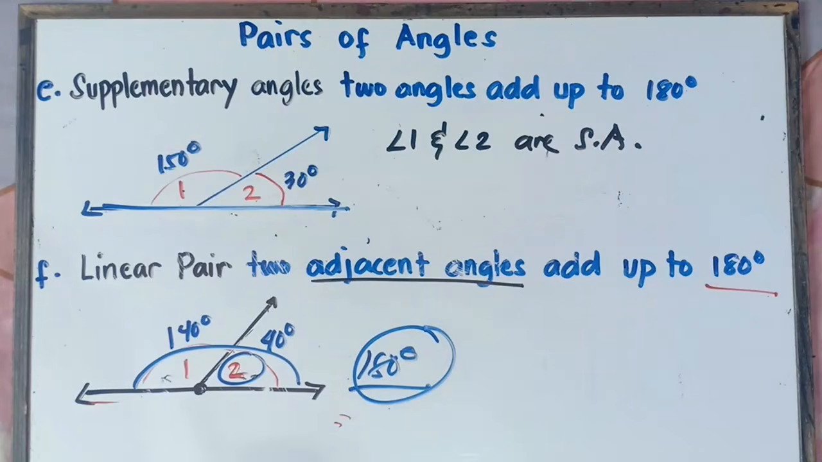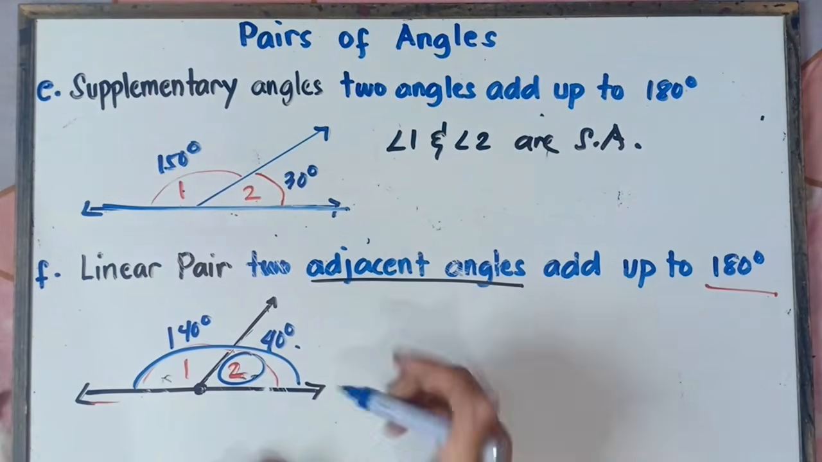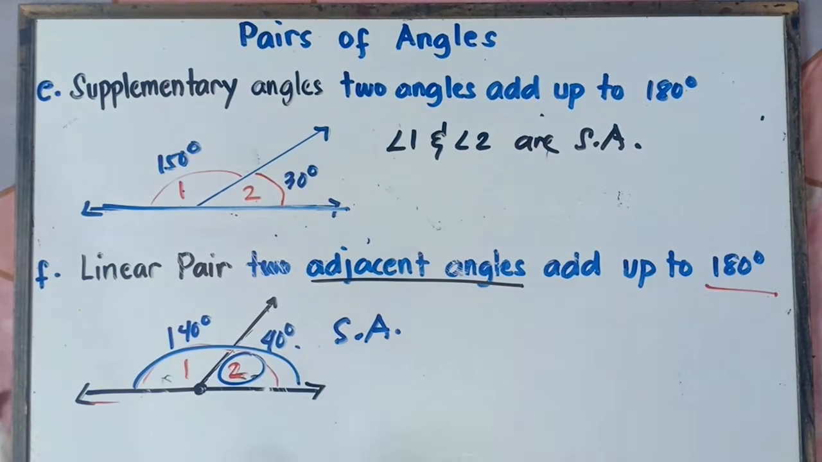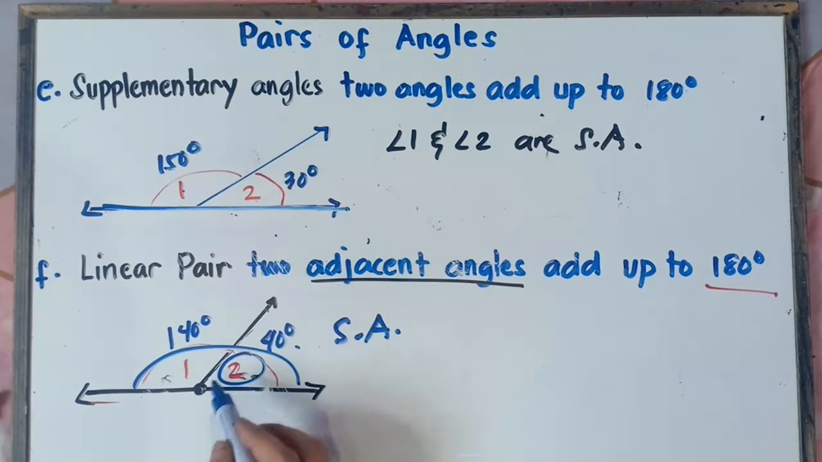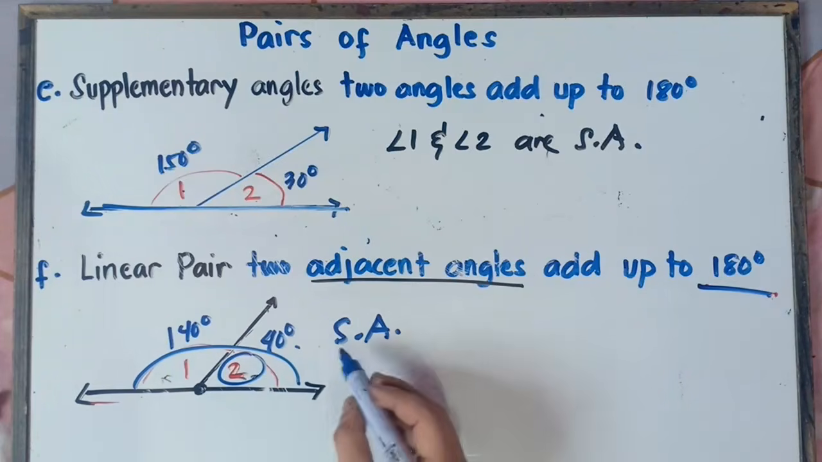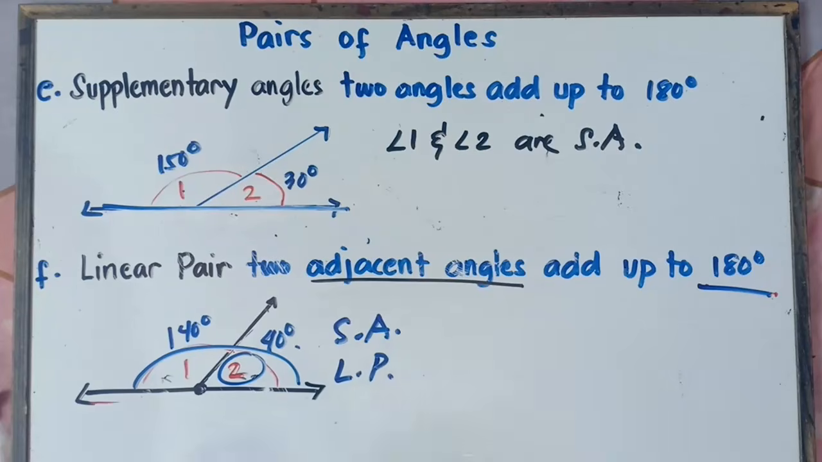Now, these are supplementary angles because if you add the two angles, that will be equal to 180 degrees. Therefore, you can call this one supplementary angles. Can we call this one linear pair? Yup, you can call this one linear pair because they share a common vertex, they share a common side, these are adjacent angles, and they add up to 180 degrees.